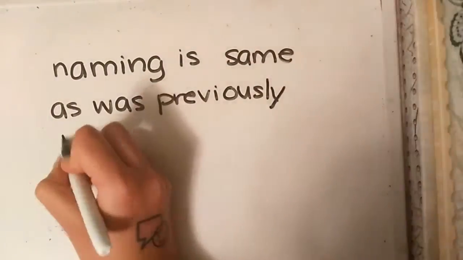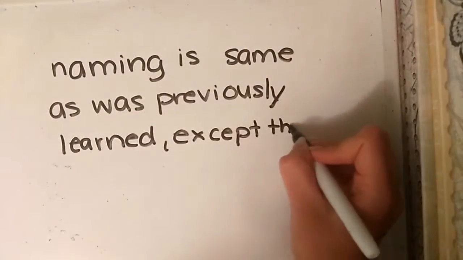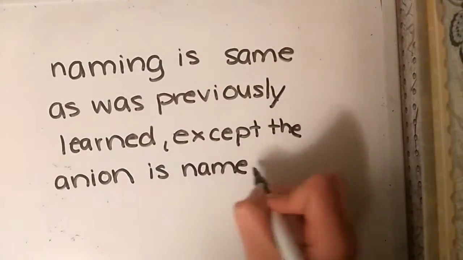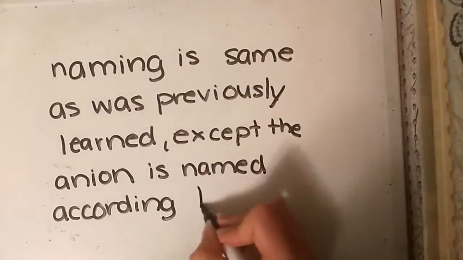Naming the polyatomic ions is the same as you previously learned, except the anion is named according to the polyatomic ions rather than being named according to the individual elements.